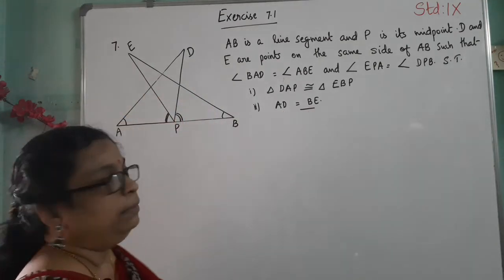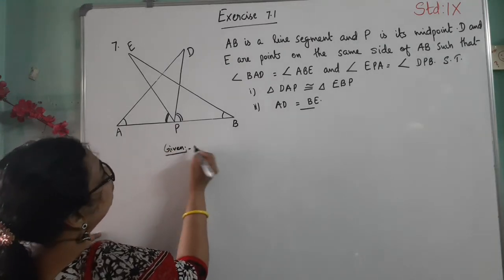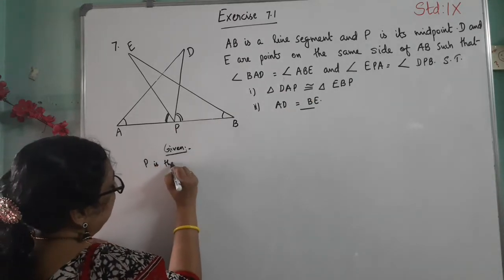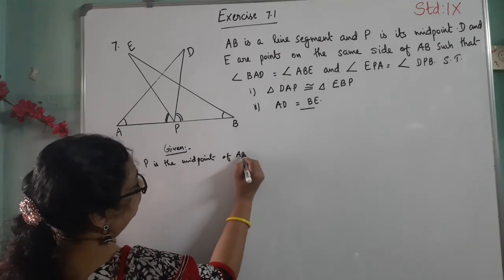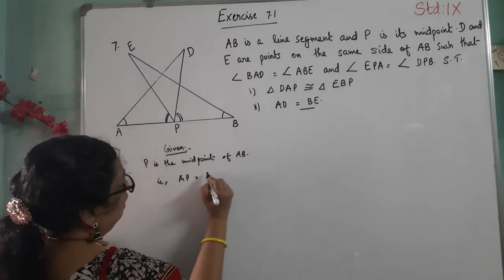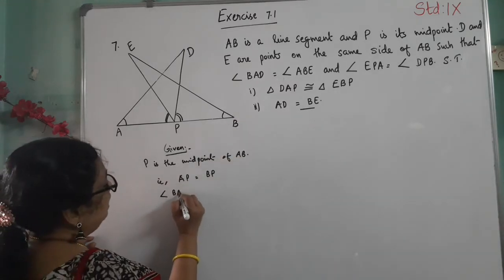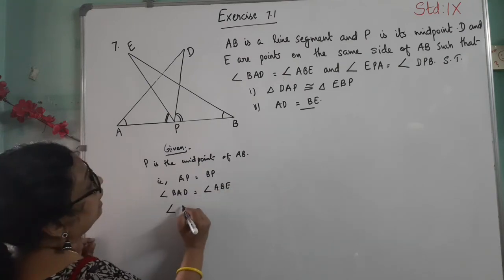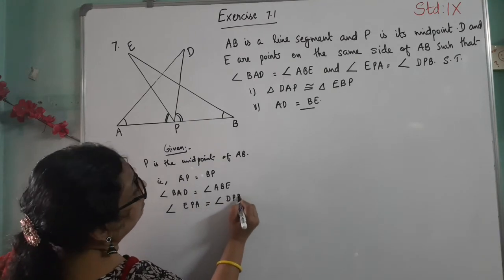Then show that triangle DAP is congruent to triangle EBP, and the second part, AD equal to BE. So first we can write whatever it is given. Given AB is a line segment, P is the midpoint of AB. That is AP equal to BP, and angle BAD equal to angle ABE. Then angle EPA equal to angle DPB.